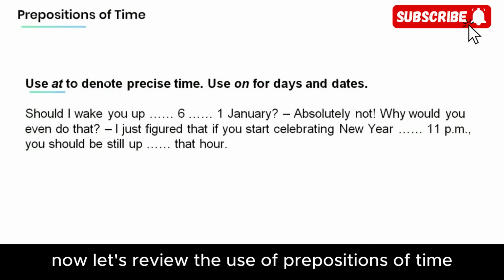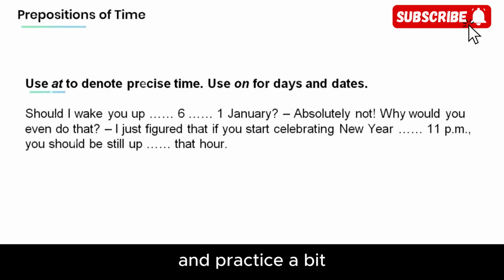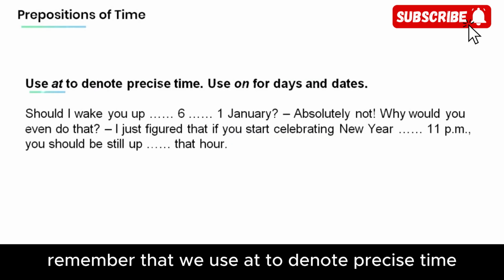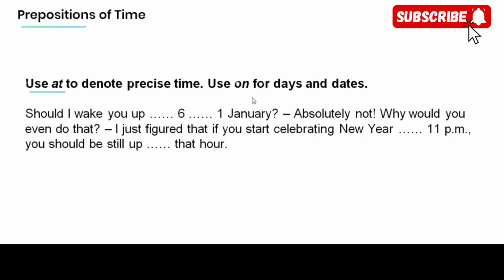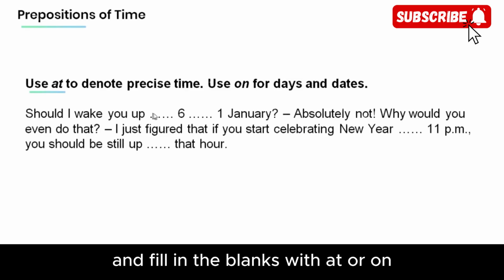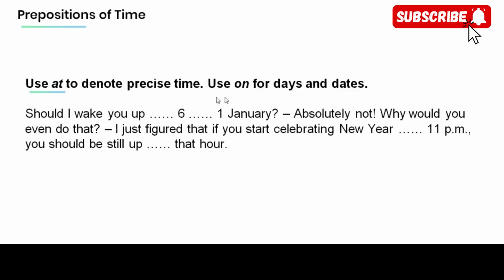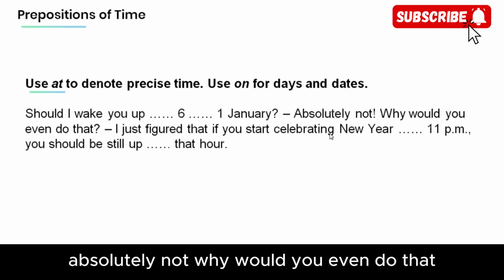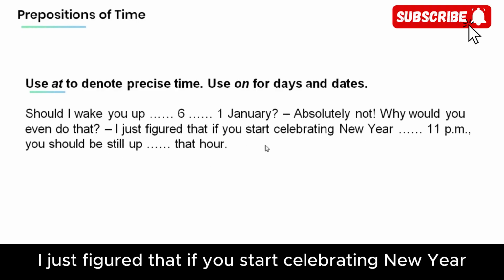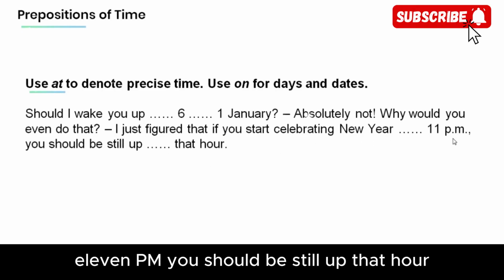Now let's review the use of prepositions of time and practice a bit. Remember that we use at to denote precise time, and we use on for days and dates. Now read the following dialogue and fill in the blanks with at or on. Should I wake you up 1st January? Absolutely not. Why would you even do that? I just figured that if you start celebrating New Year, 11 p.m., you should be still up that hour.